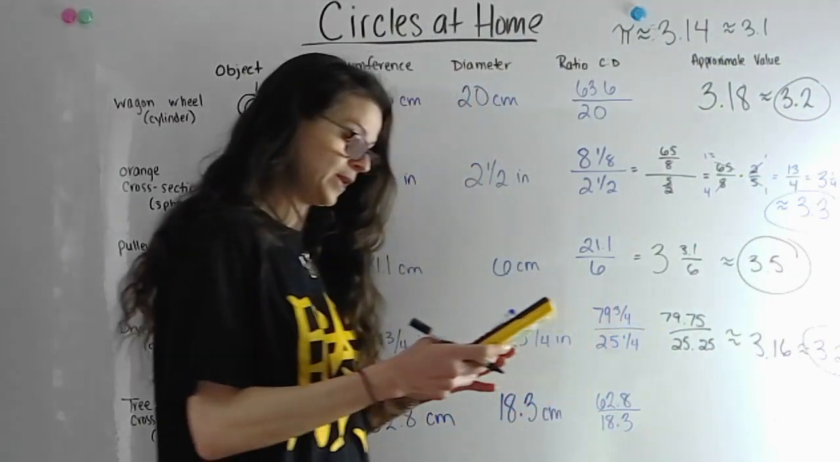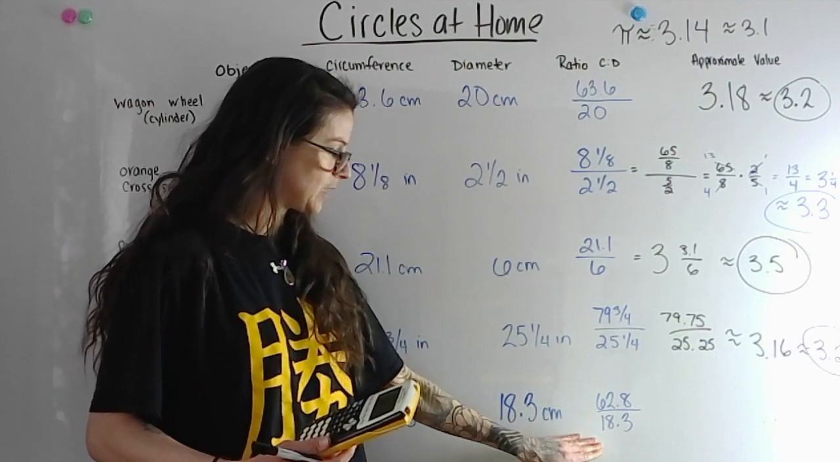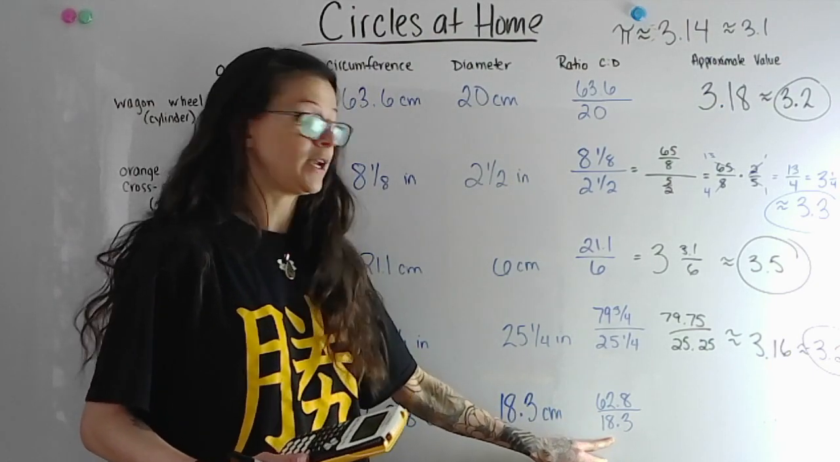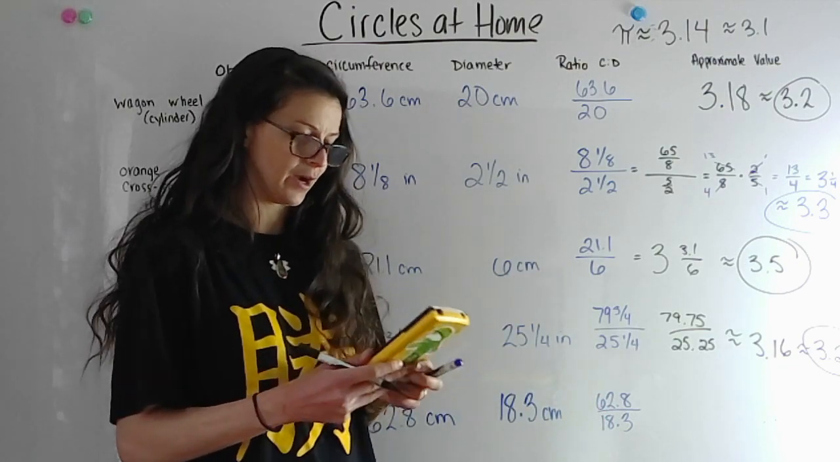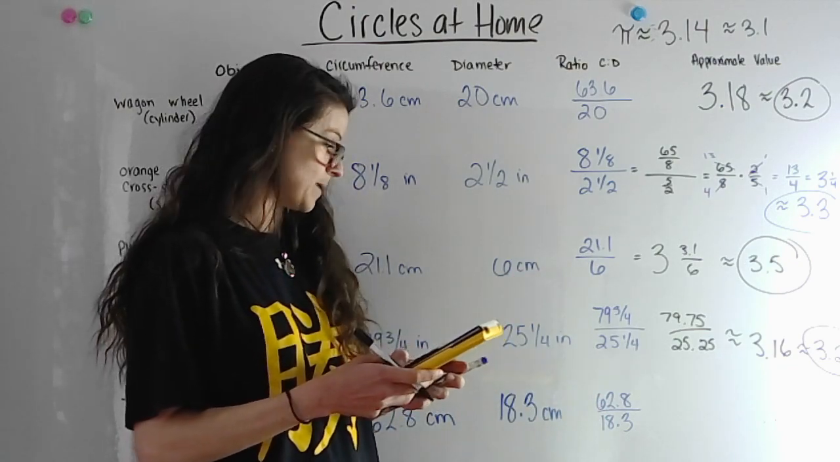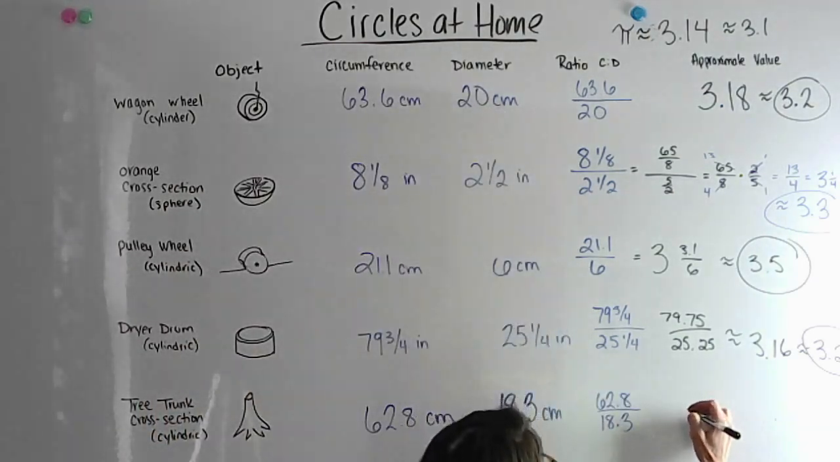So 62.8 divided by 18.3. I know 18.3, well, that's about 20. 20 times 3 is about 60, so it looks like we're in the right ballpark here. 62.8 divided by 18.3 is 3.43.